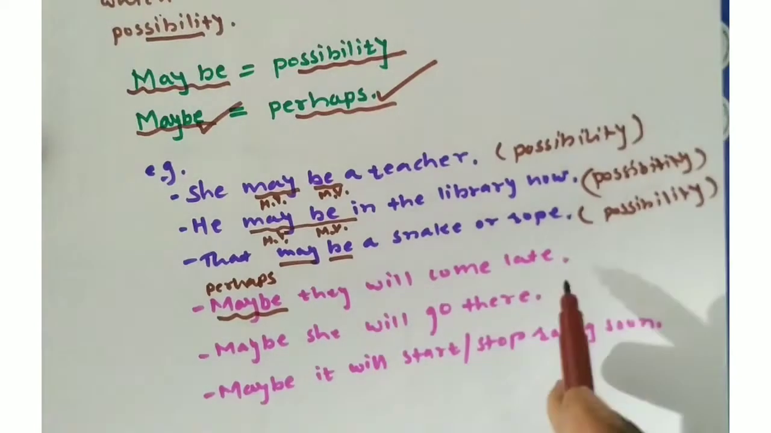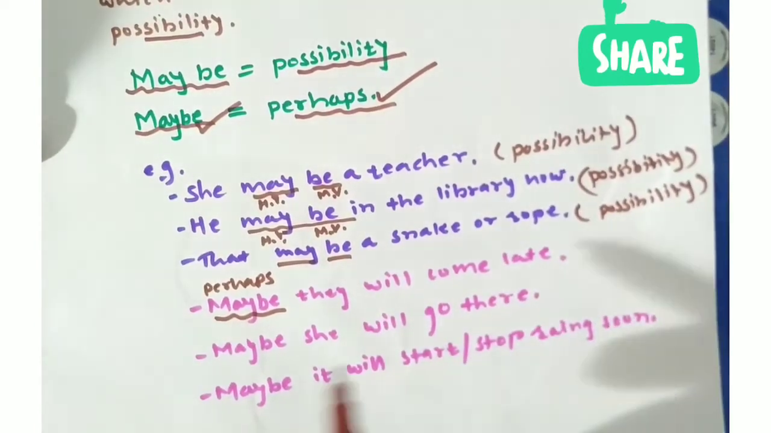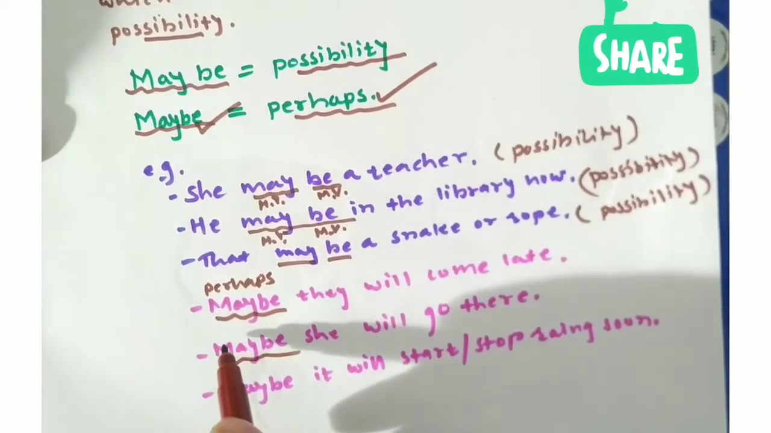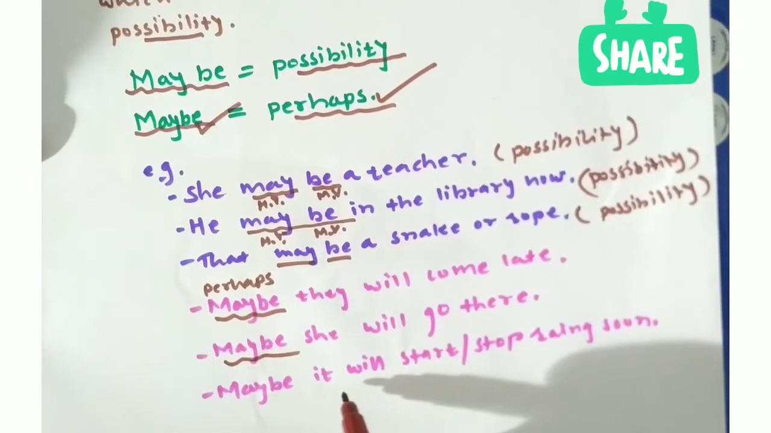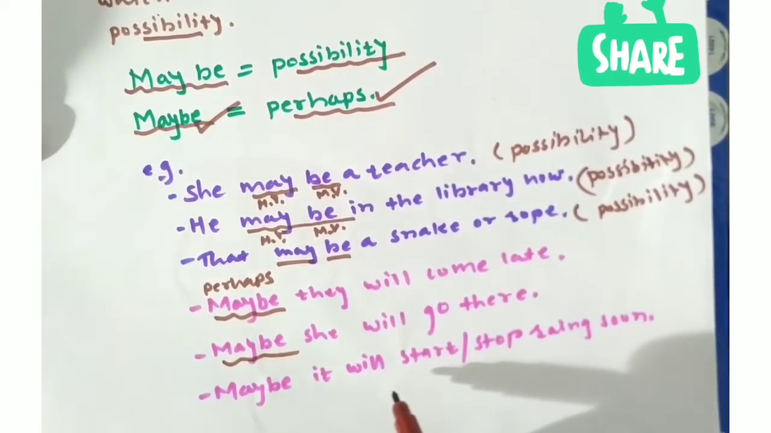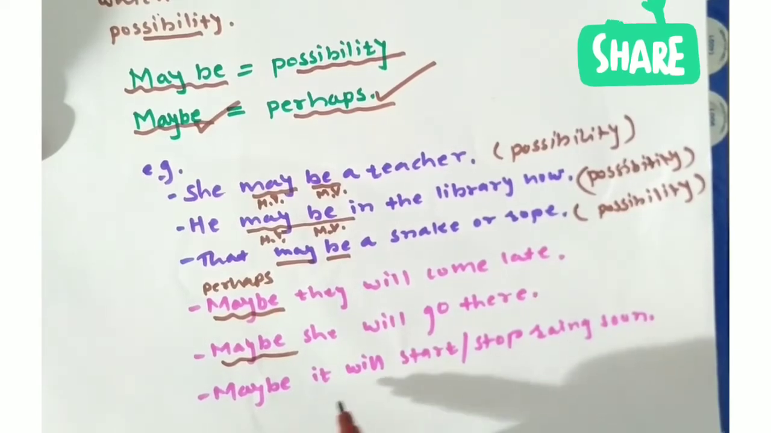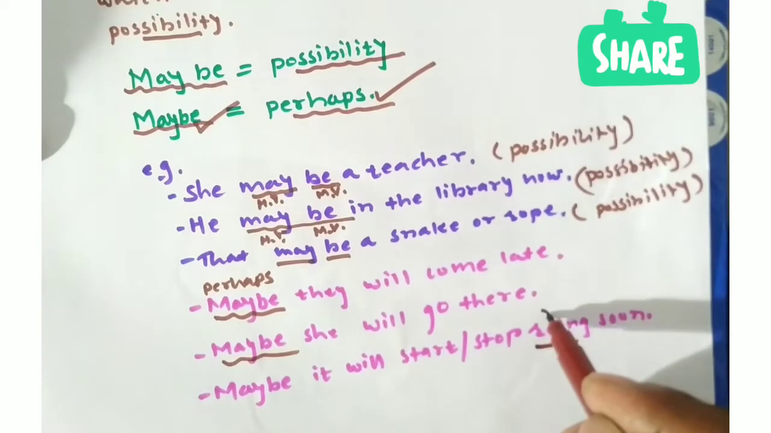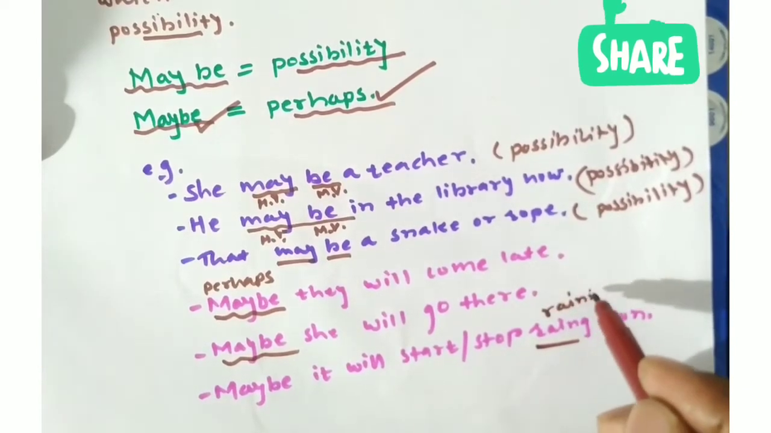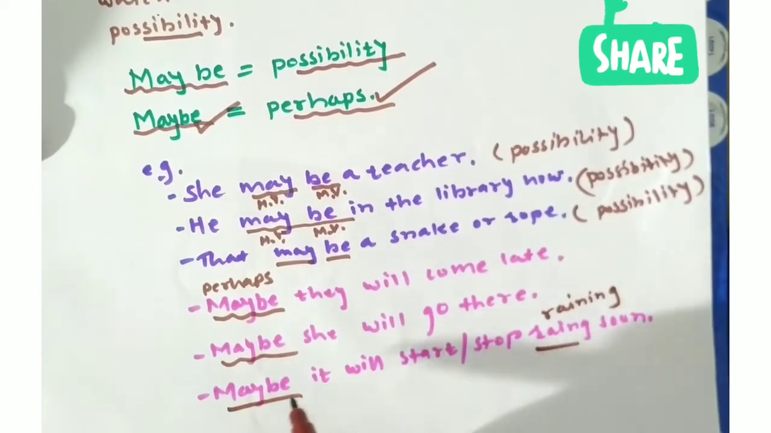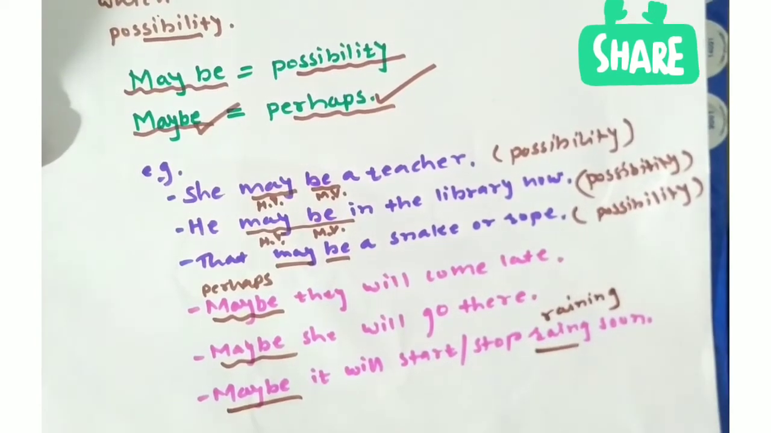Perhaps they will come late, or maybe they will come late, right? Maybe she will go there, or perhaps she will go there. Maybe it will start raining soon, or maybe it will stop raining soon. R-A-I-N-I-N-G, raining, right? Yes.